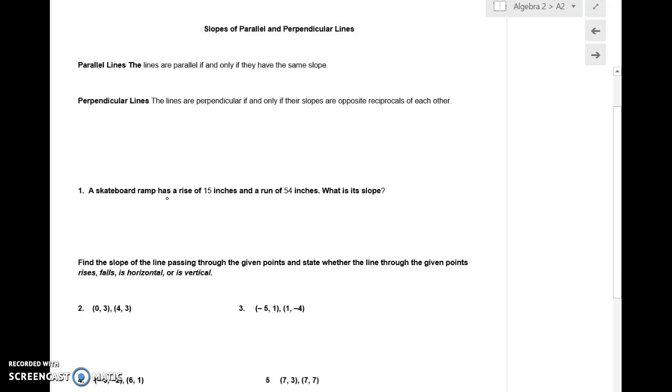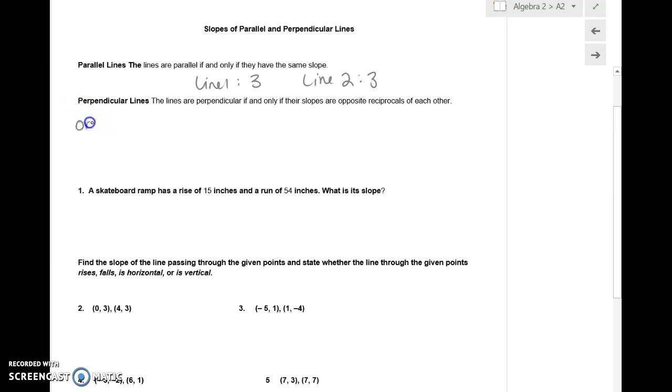Parallel lines. Lines are parallel if and only if they have the exact same slope. So, if the slope of line 1 is 3, what would the slope of line 2 have to be in order for the lines to be parallel? 3.